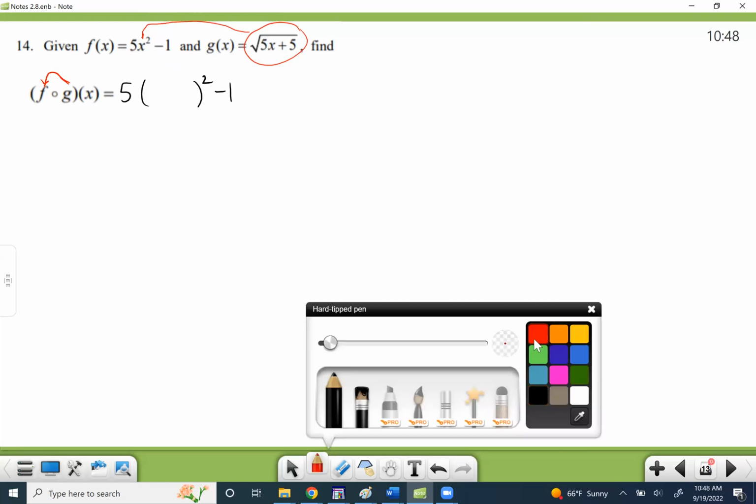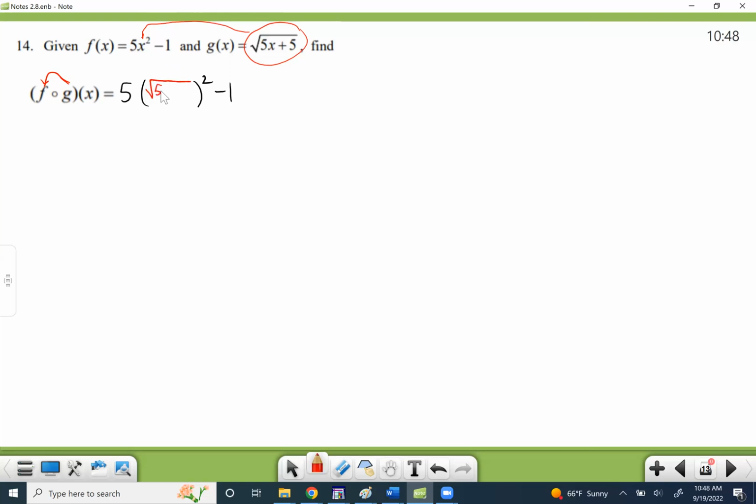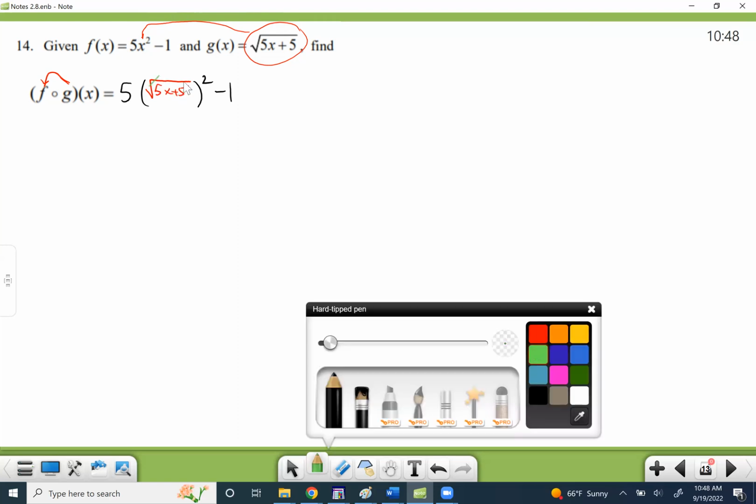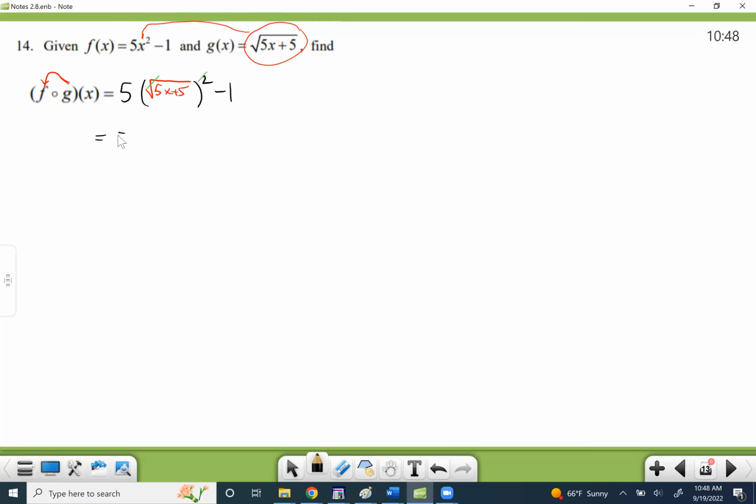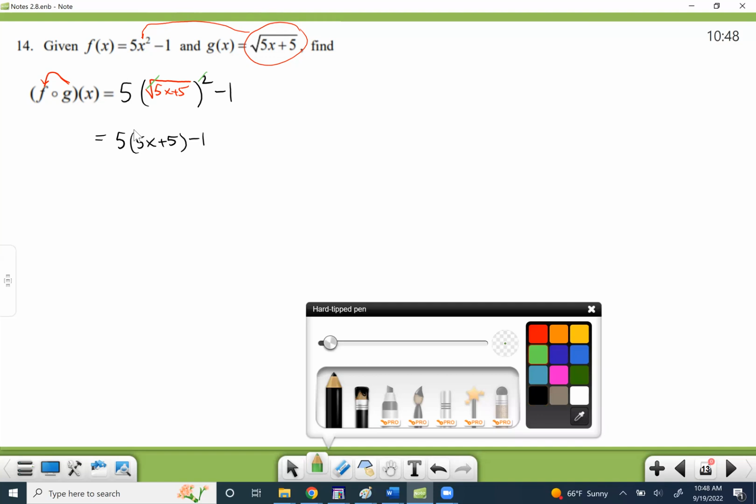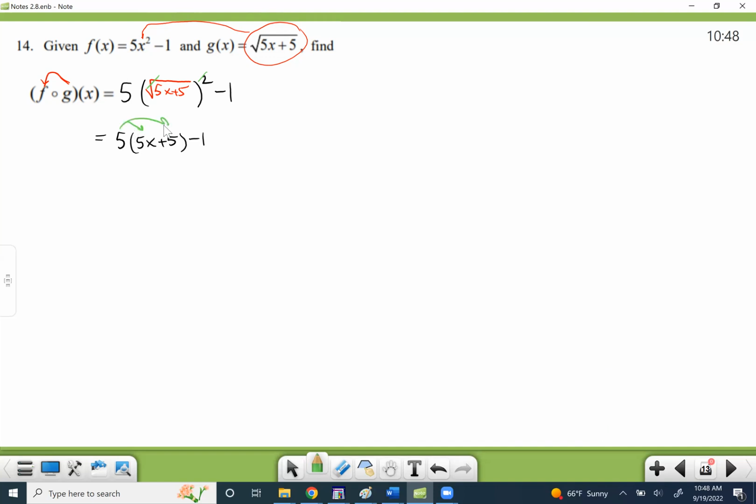And we know that that something is going to be the square root of 5x plus 5. Remember, square rooting and squaring are inverse operations, so they will undo each other. So we end up with 5 times the quantity 5x plus 5. Distribute, combine like terms, and you're done, you guys. So we get 25x plus 25, take away 1. So we get 25x plus 24.